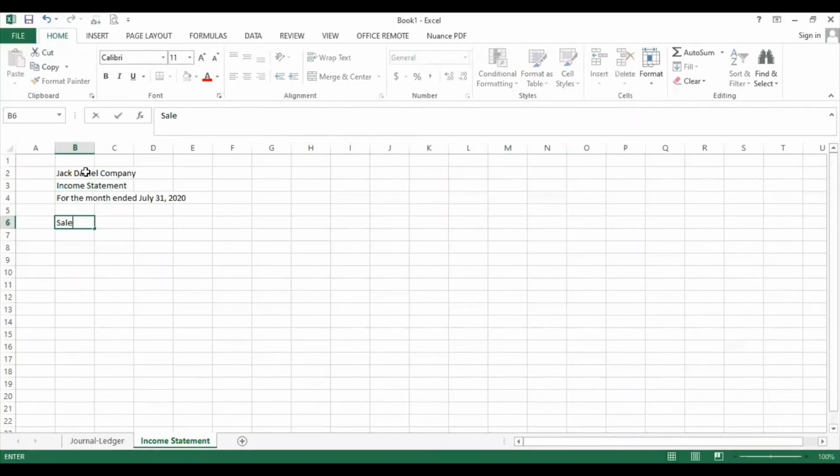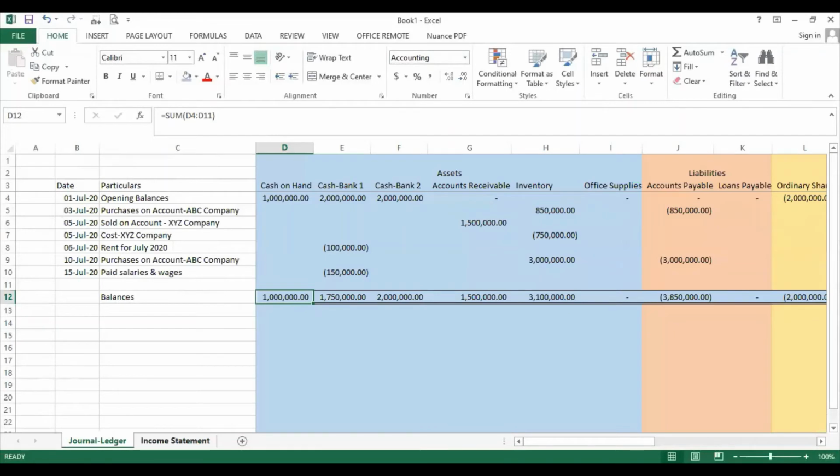So we have our revenue, sales, less cost of sales is your gross profit. So basically, I am encoding this portion. So we will not talk about the aesthetics first. We're just concerned with the connection between your income statement here and your journal ledger here.